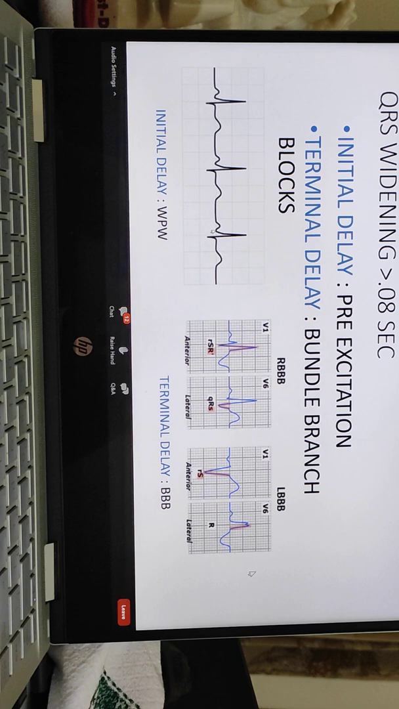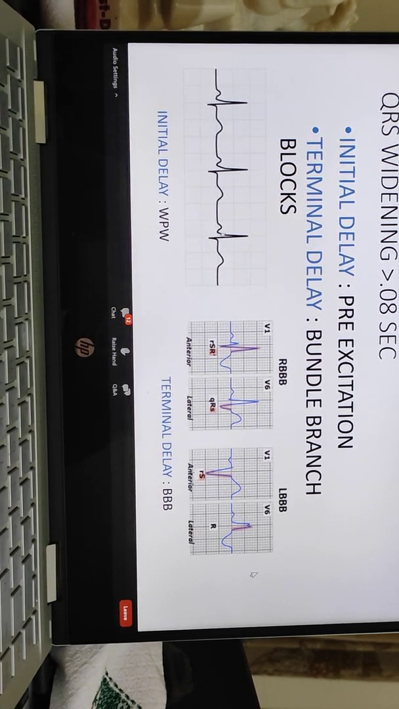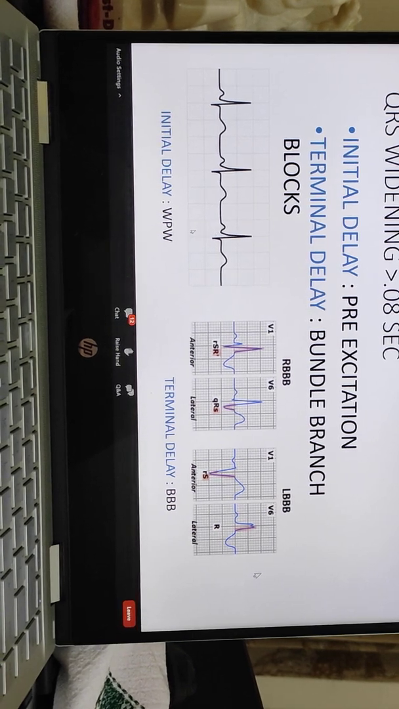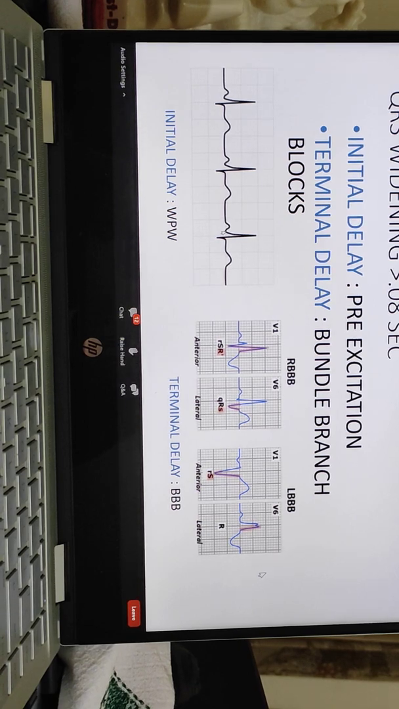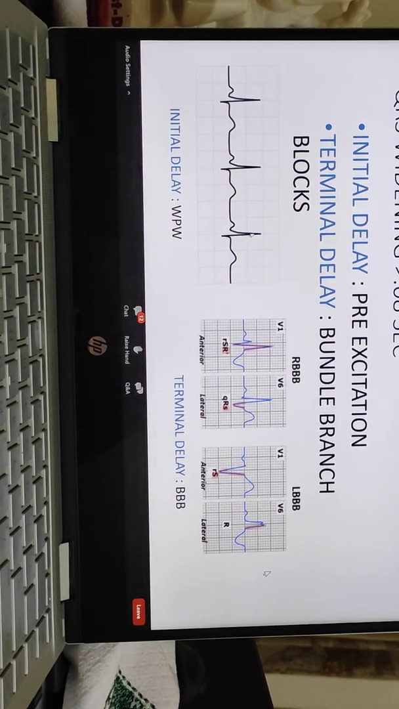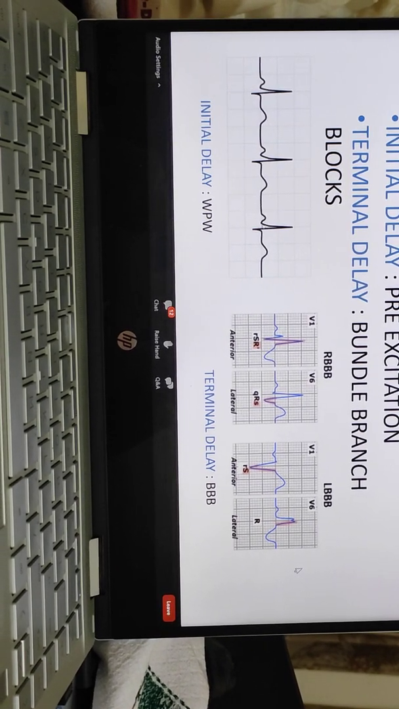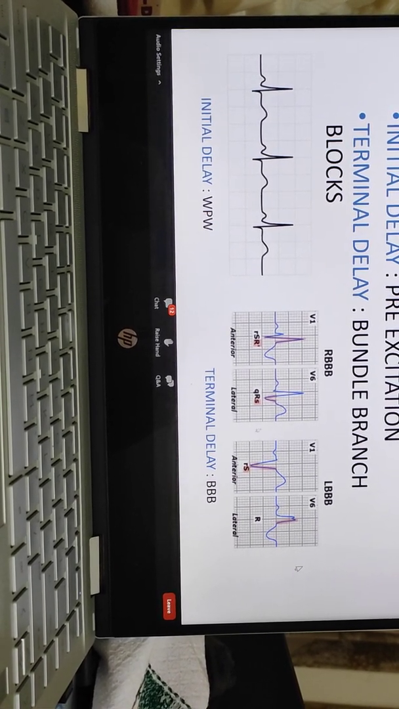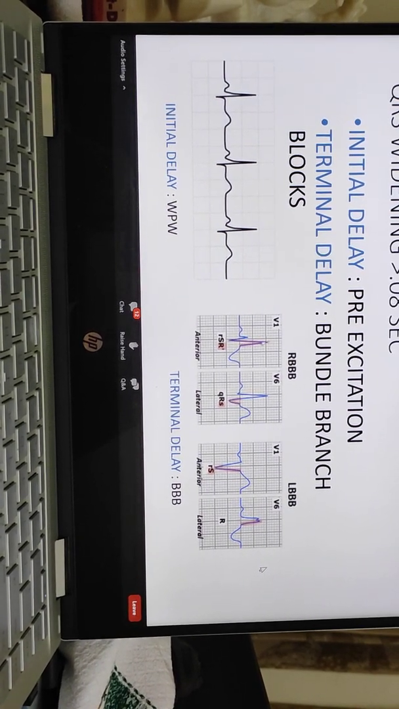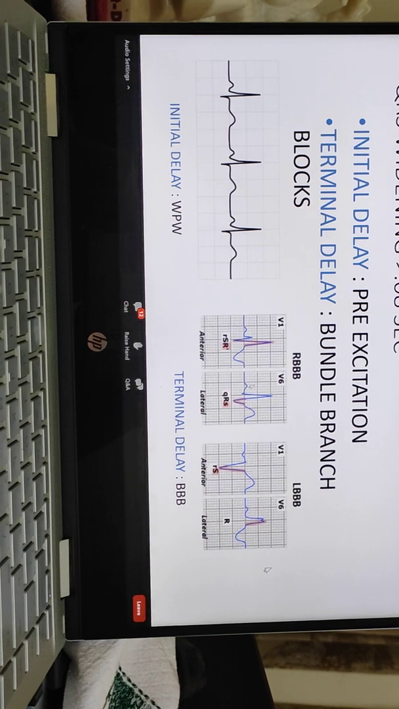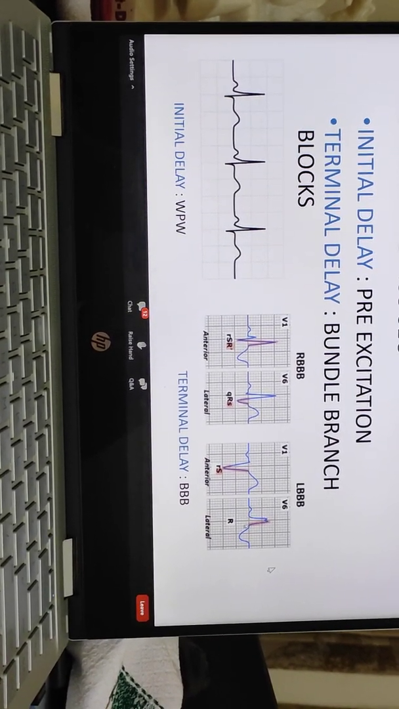Whenever there is a wide QRS and the width of the QRS is widened because of the initial delay in the QRS, it is likely to be Kent bundle pre-excitation. Because in Kent bundle pre-excitation, the initial portion of the ventricular depolarization is going through the muscle. That's why it is getting delayed in the initial part. Whereas in bundle branch block, what we have to see is the terminal delayed slurred positivity over the right sided lead in right bundle branch block, and delayed slurred positivity over the left sided lead in left bundle branch block.